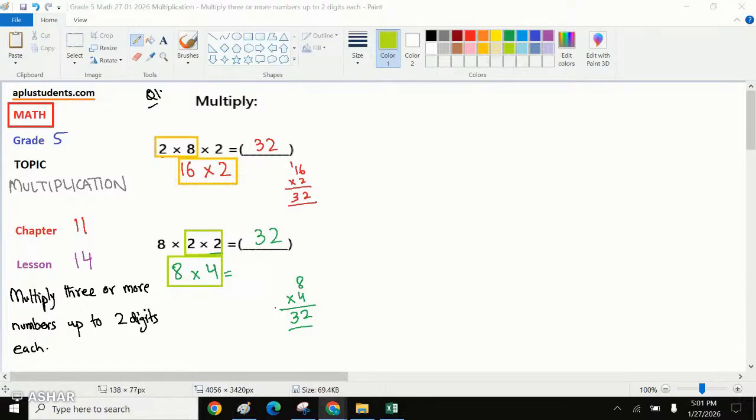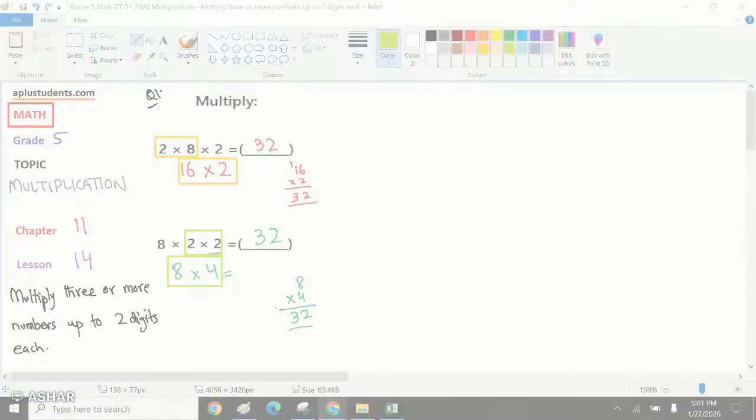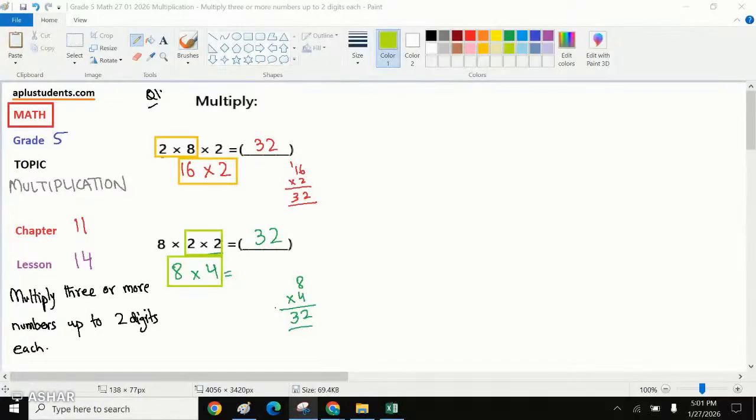Okay, let's have a look at the next question. The next question says multiply 12 times 12 multiplied by 9 multiplied by 8. Okay, for this question number 2, let's multiply them together.